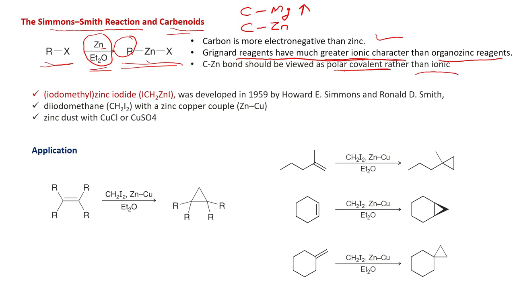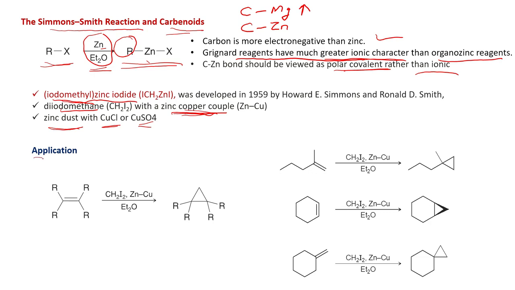So how do you prepare the Simmons-Smith reagent? If you treat diiodomethane with zinc copper couple, you will get iodomethylzinc iodide, which is called the Simmons-Smith reagent. And where do you get this zinc copper couple? When you treat zinc dust with copper chloride or copper sulfate, you will get the zinc copper couple. Then you treat the zinc copper couple with diiodomethane, and you will get your Simmons-Smith reagent.